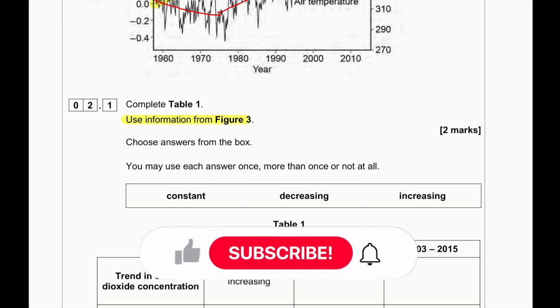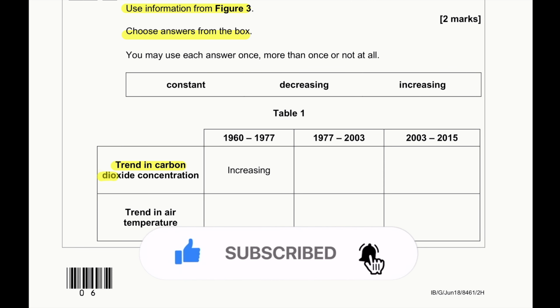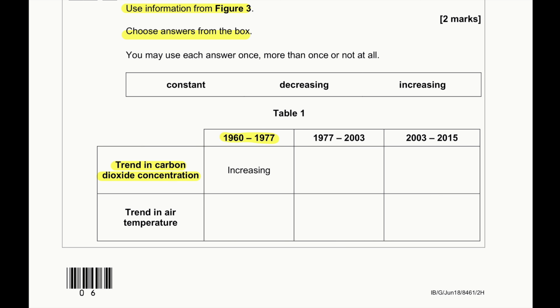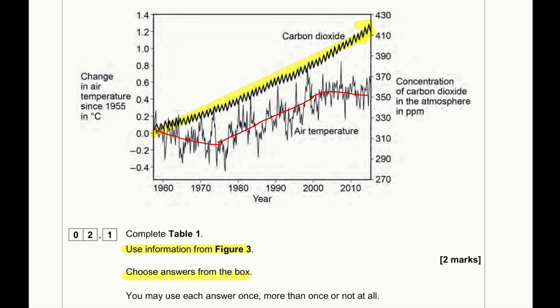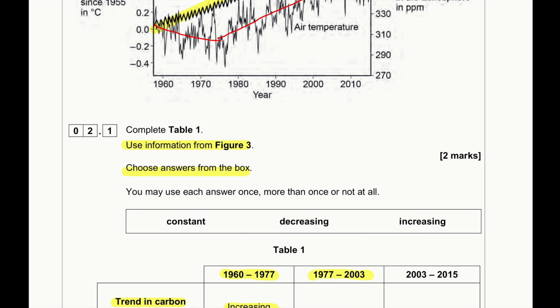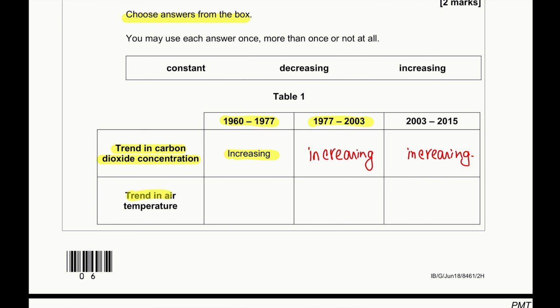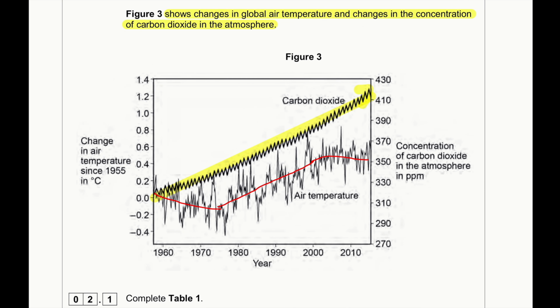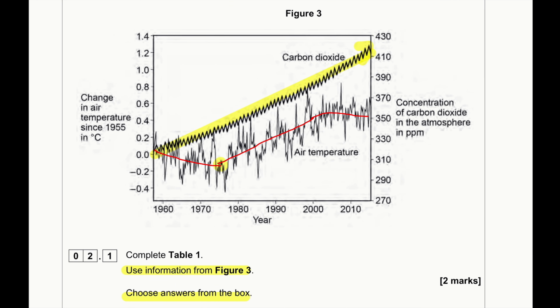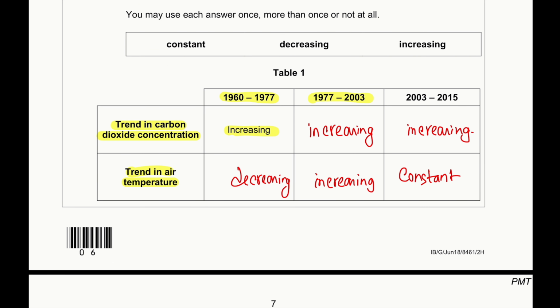Using information from figure 3, choose the answers from the box. The trend in carbon dioxide concentration from 1960s to 1977 is already given. It's increasing. From 1977 to 2003, it's still increasing. And from 2003 to 2015, it's still increasing. Now, the trend in air temperature: we can see up until 1977, it actually decreases, then increases, and then plateaus.